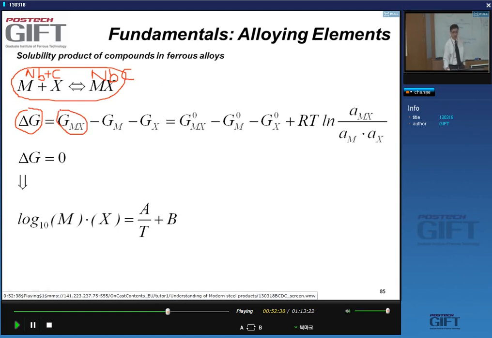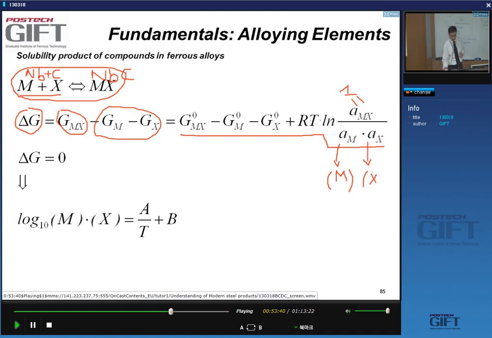That's the free energy of the product phase minus the free energy of the starting phases, the phases you started off with. And you know that this can be rewritten in this form, where this last term here is R times temperature times the natural logarithm of the activity of MC divided by the activity of M and the activity of X. And at equilibrium, delta G is zero, and we can rewrite this by putting the activity of a pure phase equal to 1, and assuming that for the activity, we can use the concentrations of M and X rather than their activity.